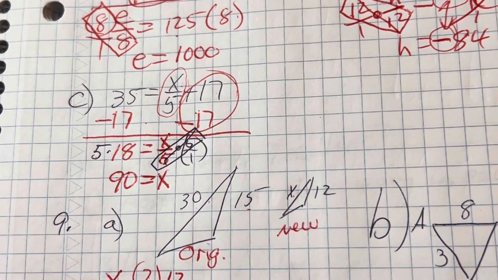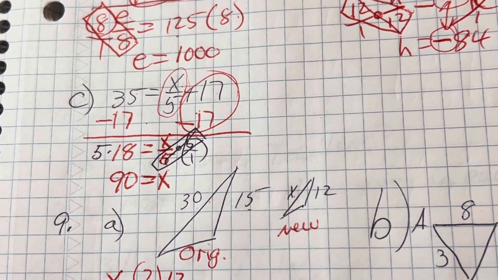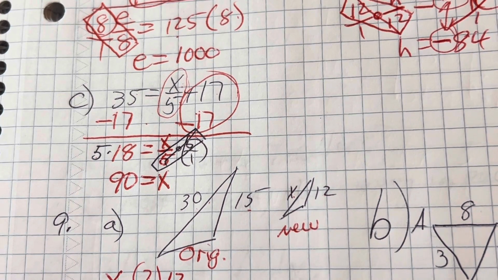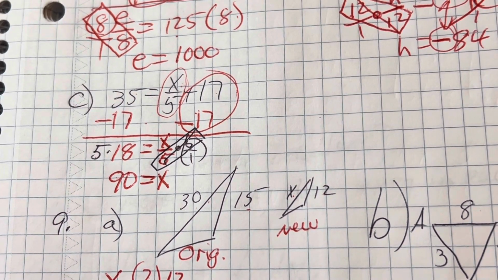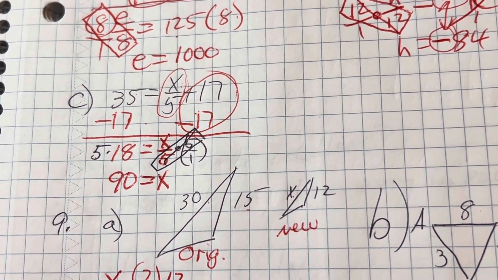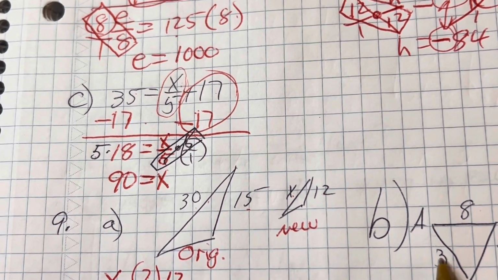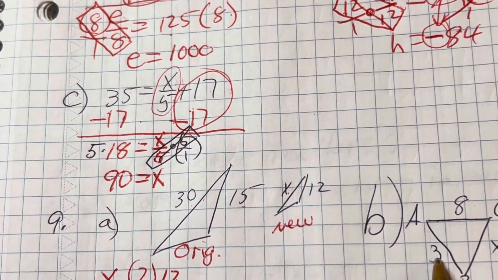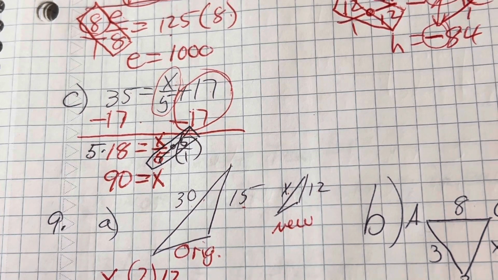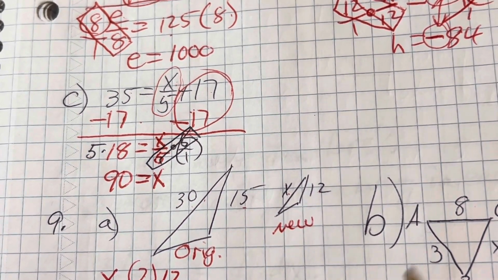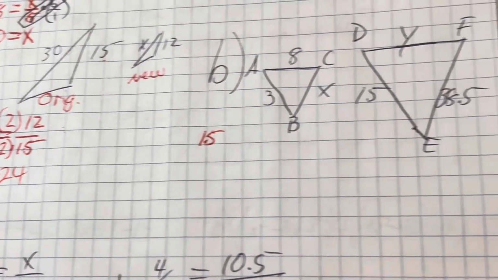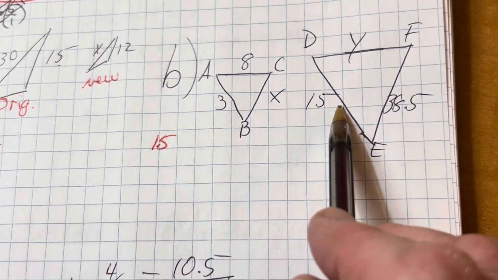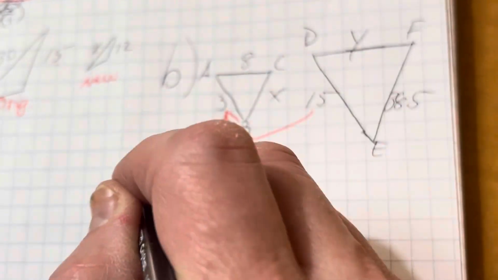Over here, we have a couple different variables we want to find. I want to find the 8 and the y. Those are the similar sides. I have 3 and 15. Those are similar. And x and the 38.5. We call those corresponding sides. Corresponding. That means that they have similar ratios. So if I have this side, the original, and that would be my new side. So I'd say the new, which is 15, over my original, which is 3.